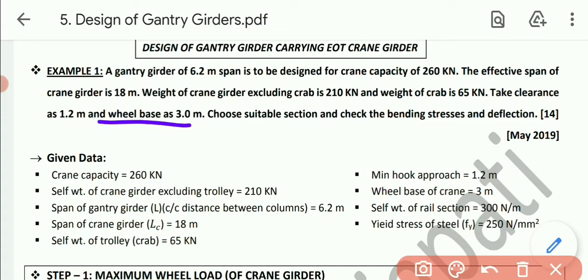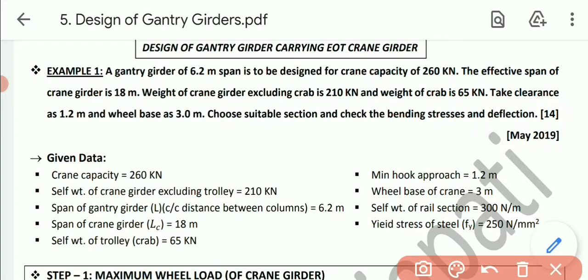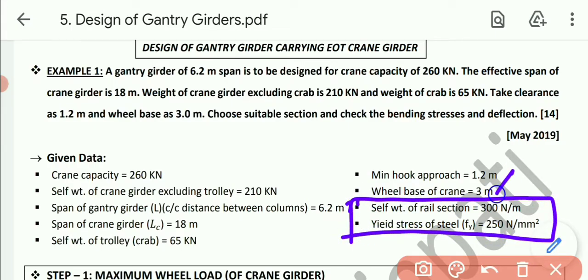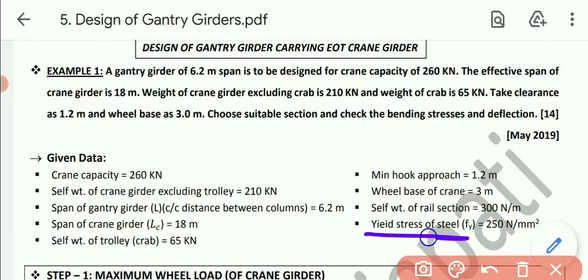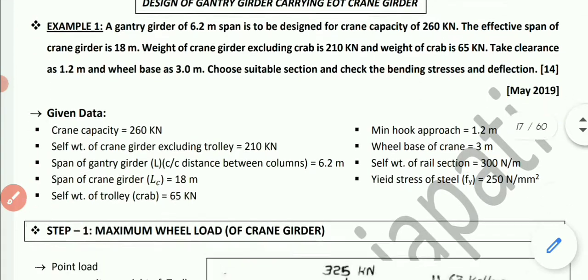And wheelbase is 3 meter. Choose a suitable section and check the bending stress and the deflection. 14 marks, May 2019. Now over here the self weight of the crane girder rail section is not given to us, so I have assumed the self weight of the rail section as 300 newton per meter, and yield stress of the steel is always taken as 250 newton per mm square. So this is the data given to us and we need to design a gantry girder for that.